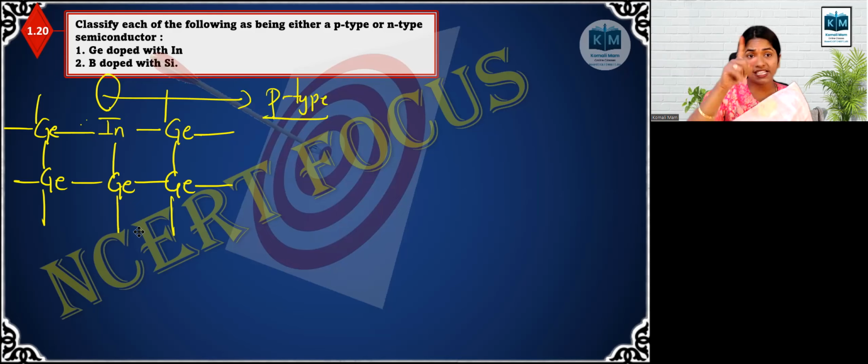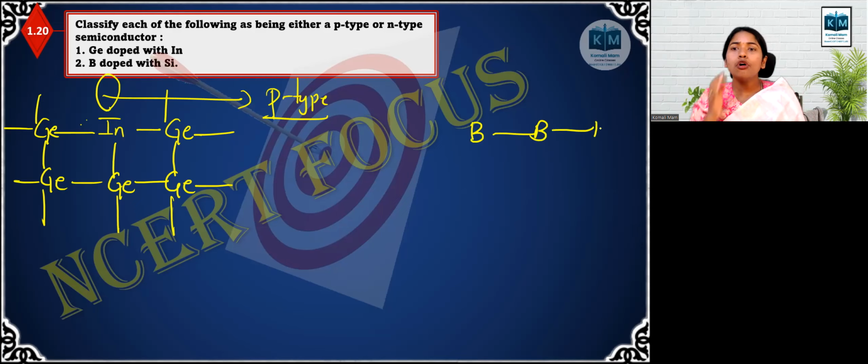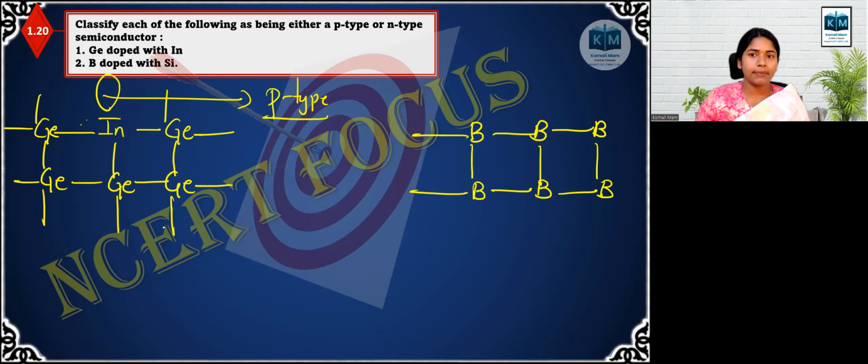But if you dope, see the part 2 question: boron doped with silicon. So take the boron atom. How many bonds can boron form? Boron can form 3 bonds, like this, for example.